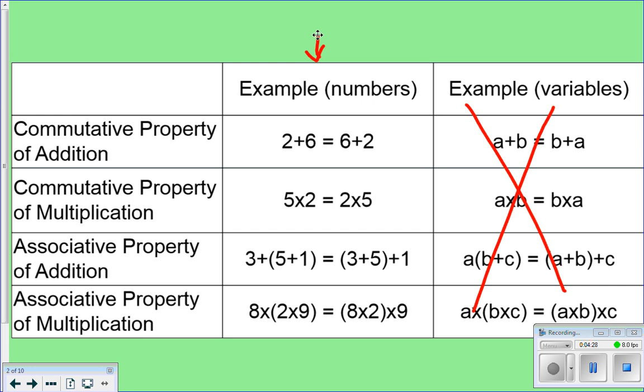So what's the only difference that you've noticed between the commutative property of addition and commutative property of multiplication? What's the only difference? Connor. Oh, I'm talking about these two. Let's talk about just these two. What are the differences between the top two? Right, one has multiplication and one is addition.